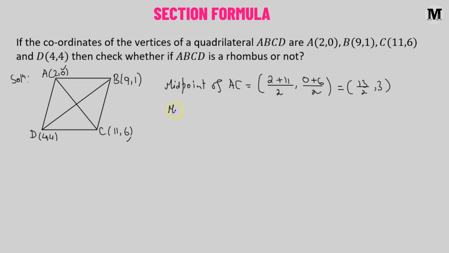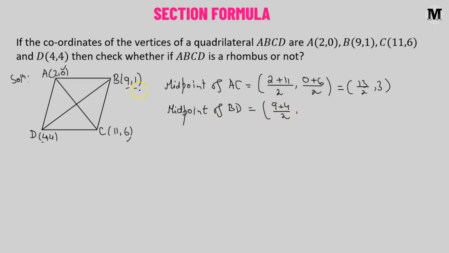In the next step, we'll try to find out the midpoint of the other diagonal. So we'll find out the midpoint of BD. So here also, we'll start with the x-coordinate. All we have to do is take the sum of the x-coordinates of the endpoints. So we have 9 added to 4, and we're going to divide it by 2.